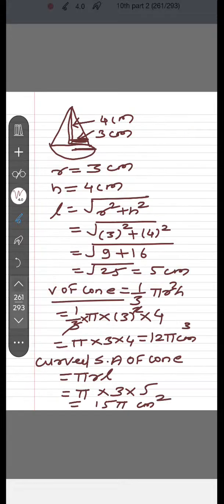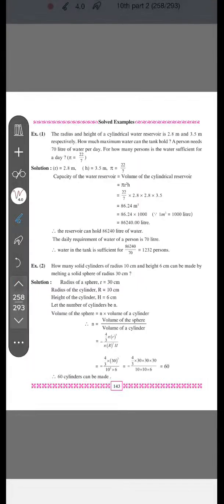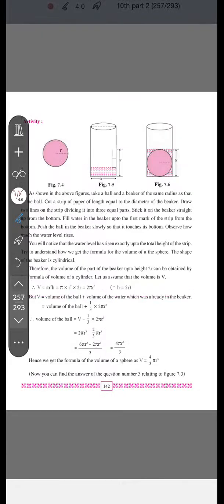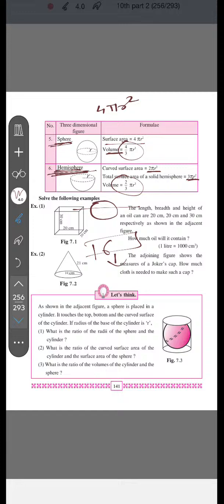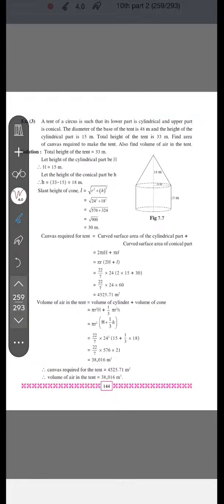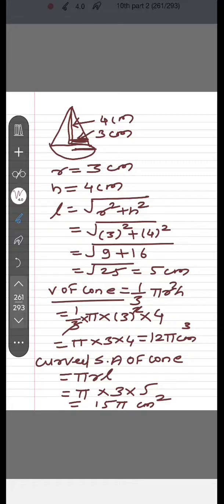We will discuss more about the same one. Hopefully you don't have a doubt from practice set 7.1. If you have, you can ask. If not, I will move forward. Almost all the questions which you have asked, I have taken.